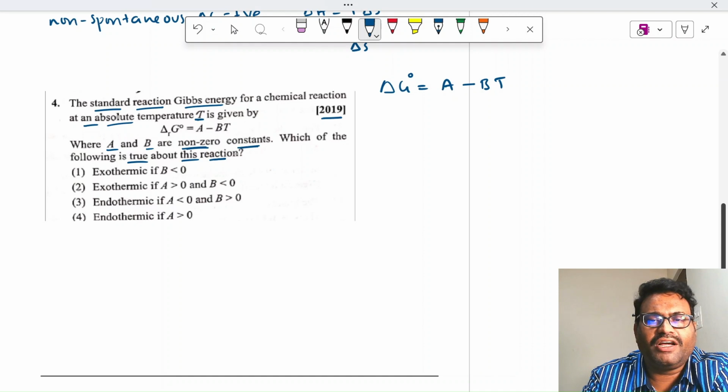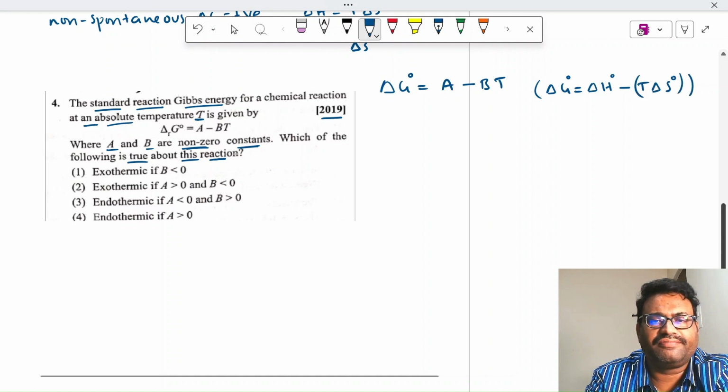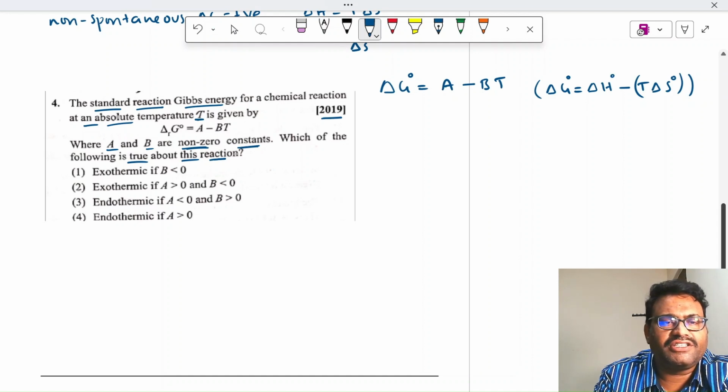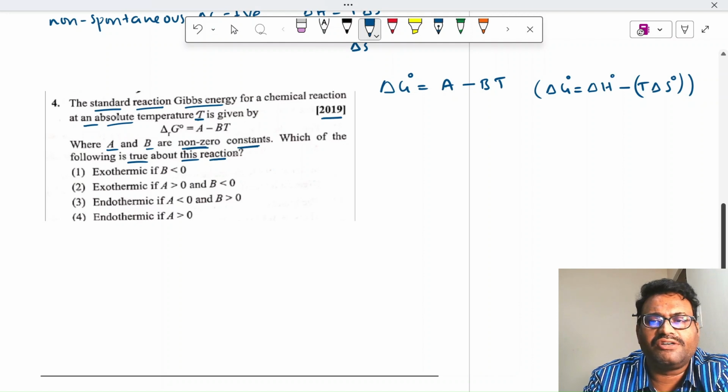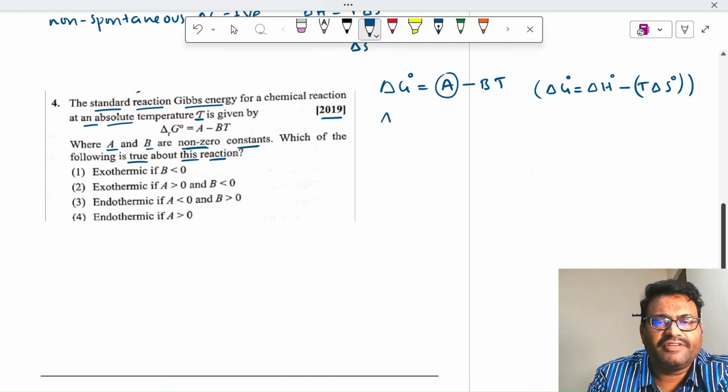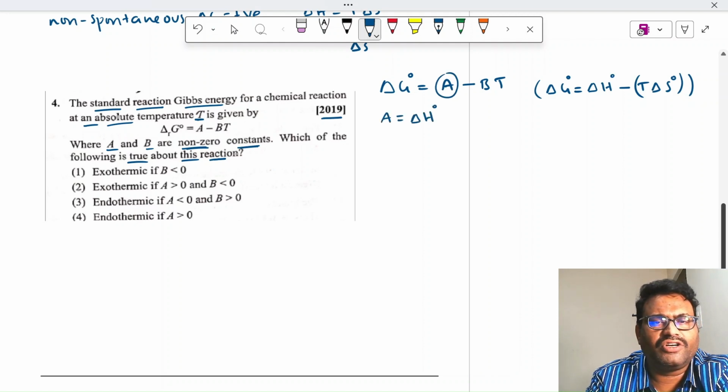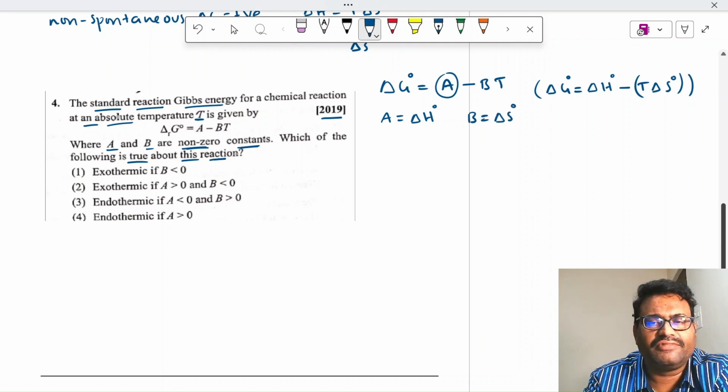So we know a formula, delta G naught is equal to delta H naught minus T delta S naught. So this is very much similar to that equation. The given representation is very much similar to delta G naught is equal to delta H naught minus T delta S naught. So then what will be A here? A will be delta H naught, the standard change in the enthalpy. What will be B then? B will be delta S naught, that means the standard change in the entropy.